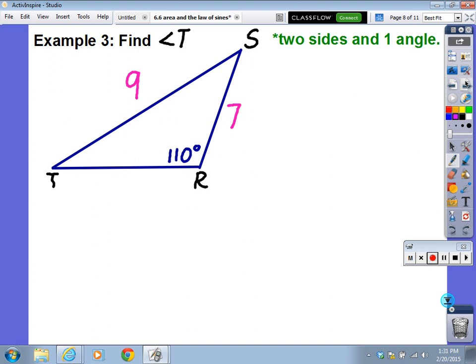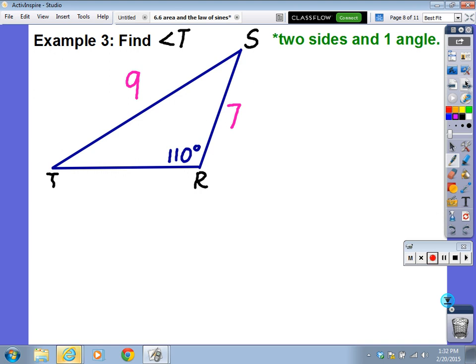So we were given one angle and 2 sides, right? And look at it, is the angle that we were given across from a side that we were given? Yes. Is that angle obtuse? Yes, so we're good. We don't even have to worry. There's not an ambiguous situation here, so we can definitely use the law of sines.